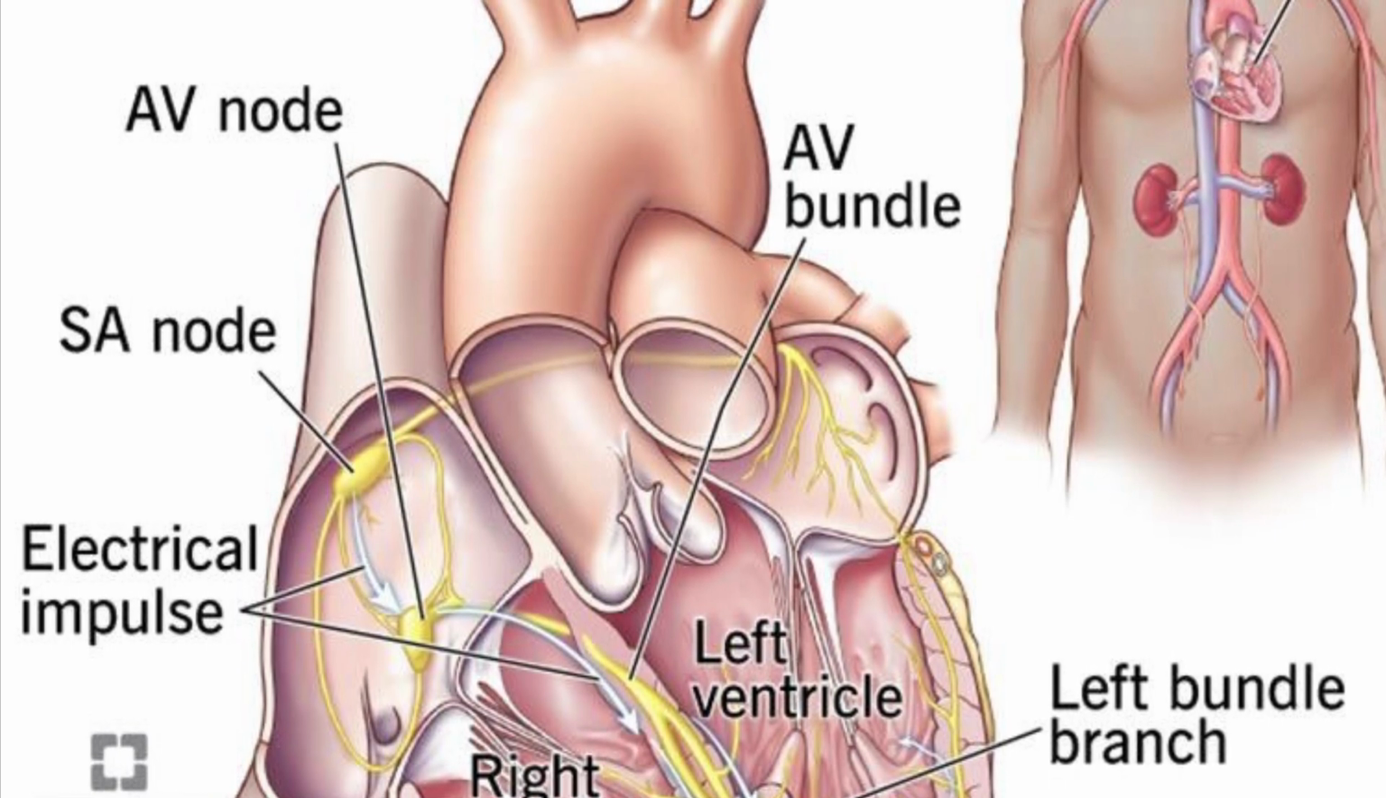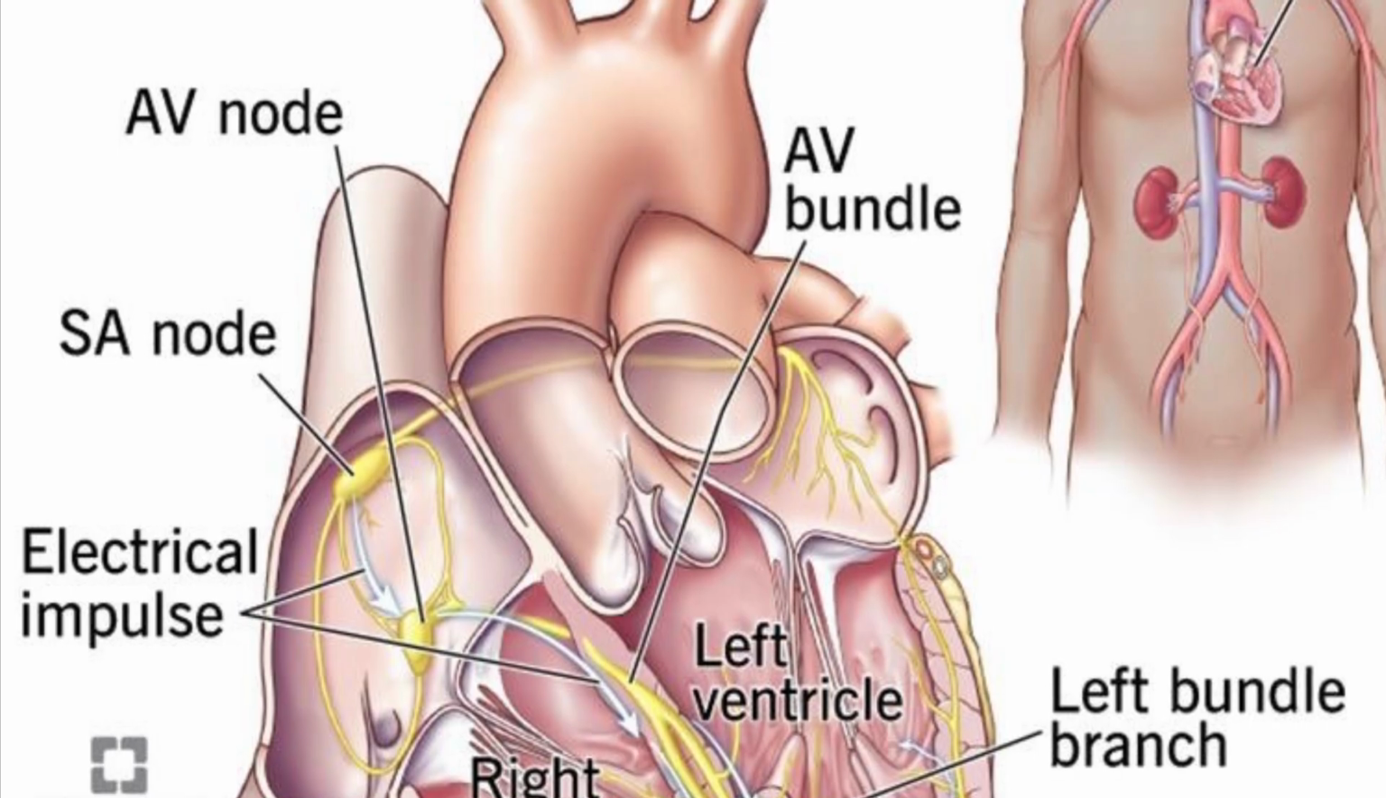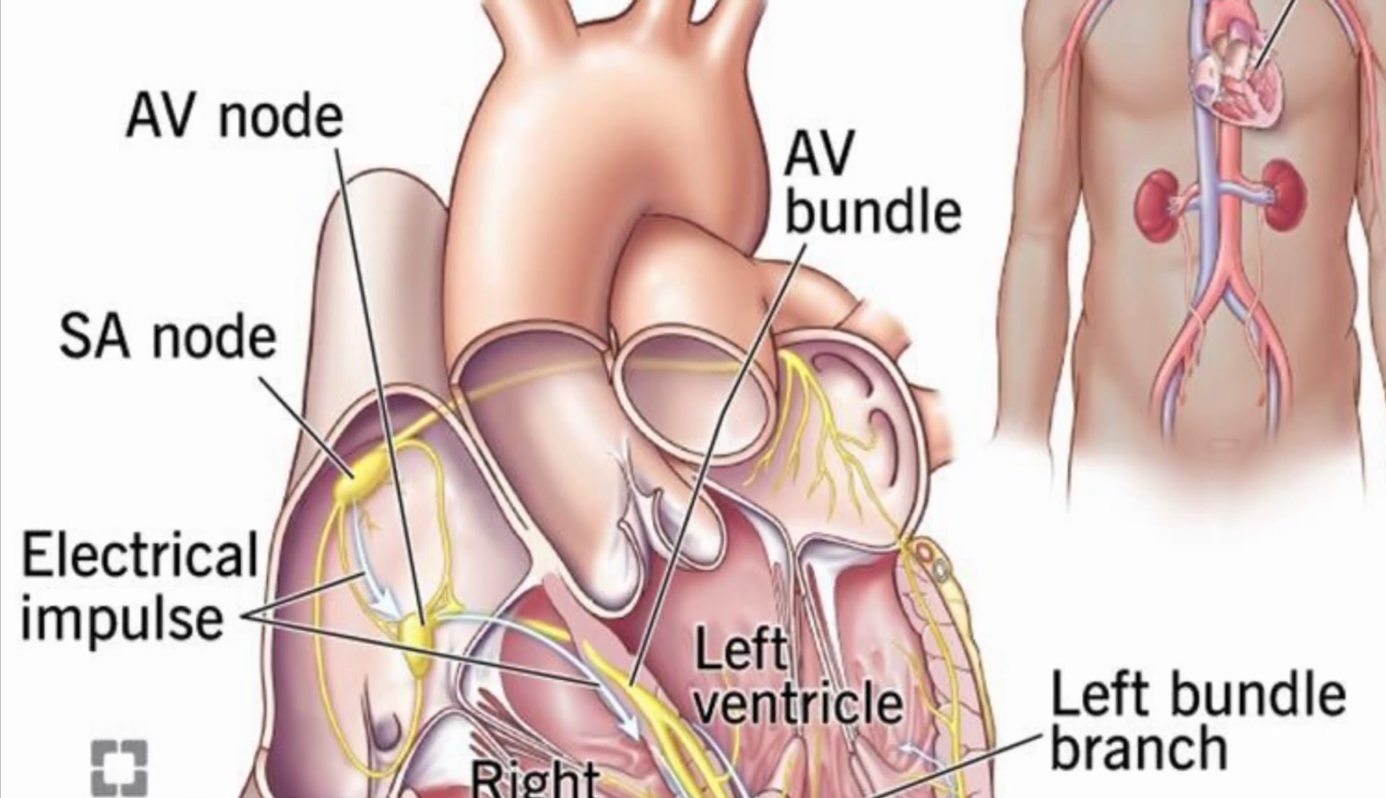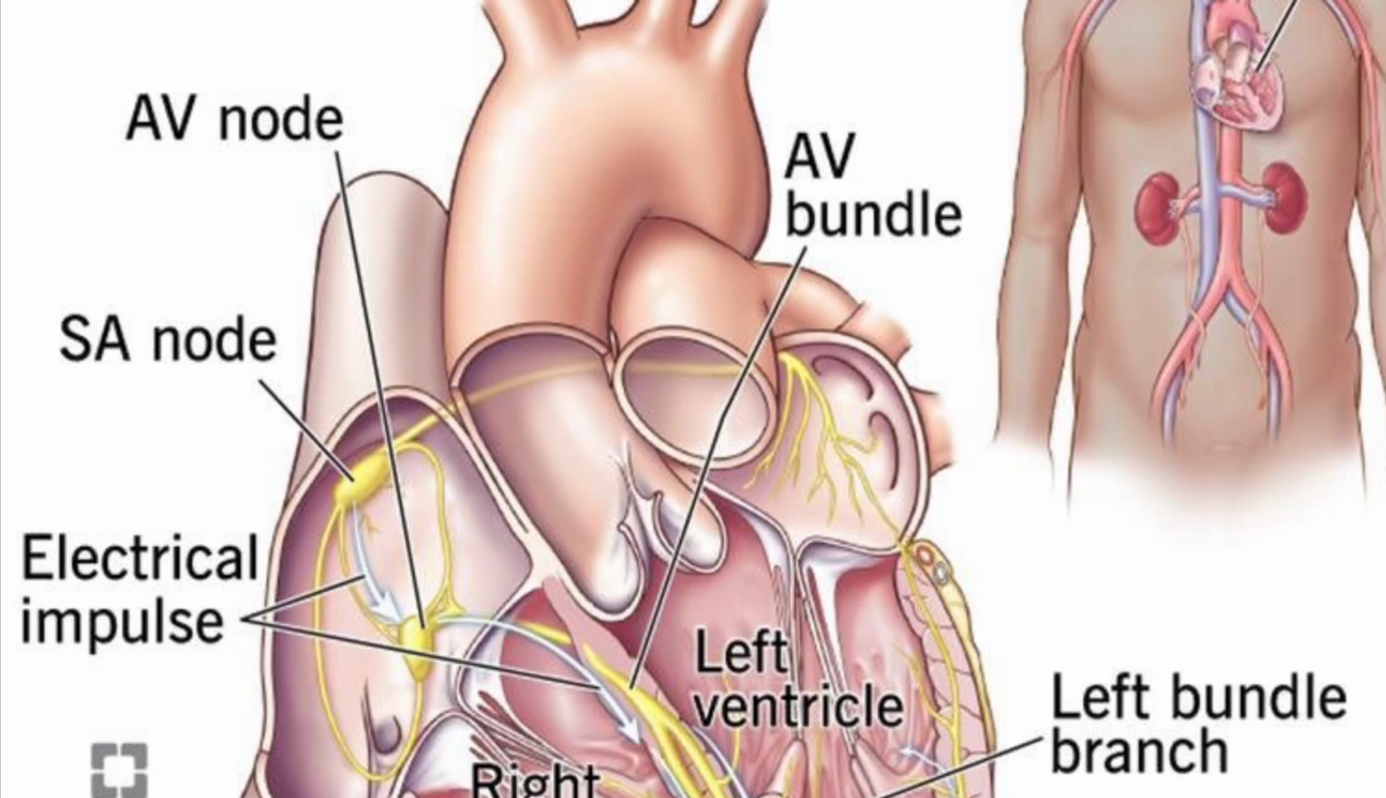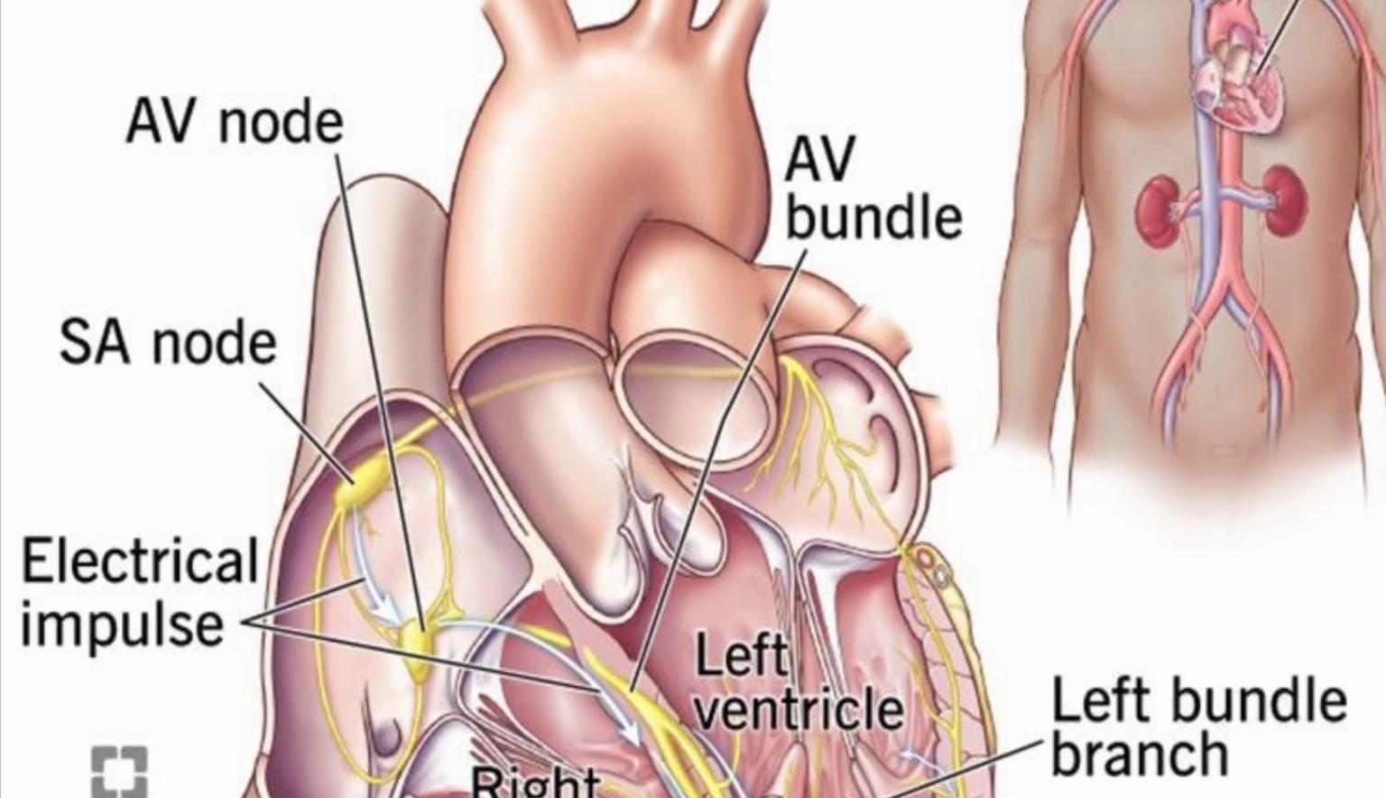All right, ejection fraction, we already talked about that. So that's the percentage of blood. What's the normal ejection fraction? 50 to 70.